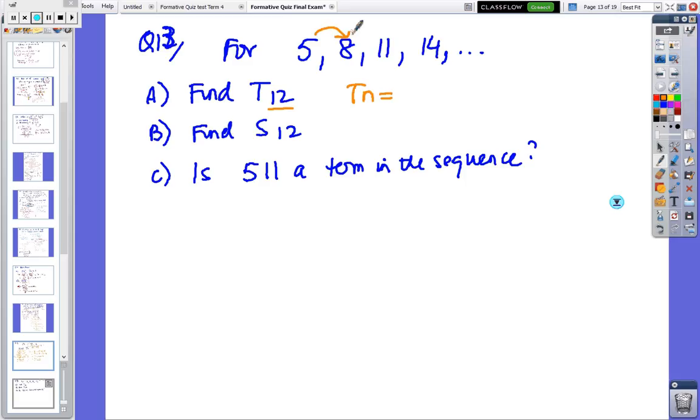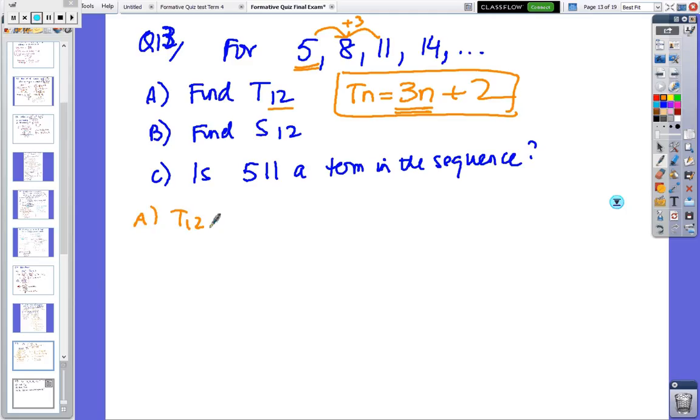So the difference is 3 each time. So Tn equals 3n. How do you go from 3 to 5? You add 2. So that's the formula for Tn. Okay, so A, T12 equals 3 times 12 plus 2, 36 plus 2. So we've got 38.